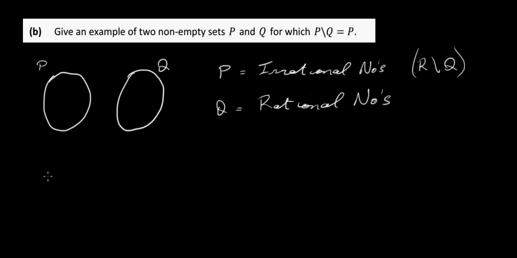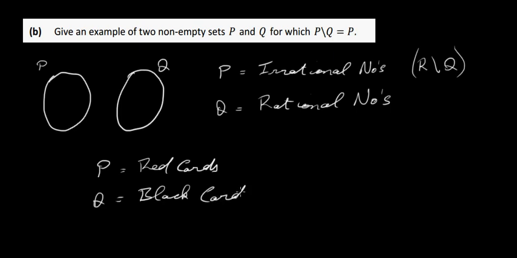I don't know, another example you could probably use is maybe P could be, in a pack of cards, the set of red cards. Q could be the set of black cards in a pack of cards. So the set P less Q then would just be the set P. The set of all red cards less the set of all black cards is just going to be the set of all red cards, again because there's no overlap here. Okay, so that's it for this particular video.